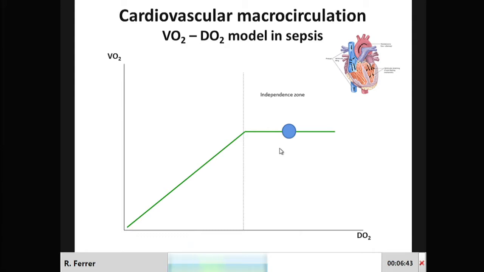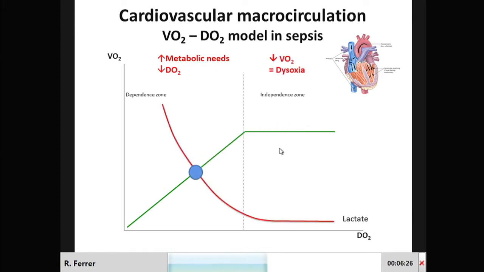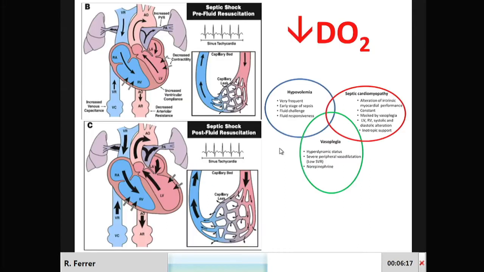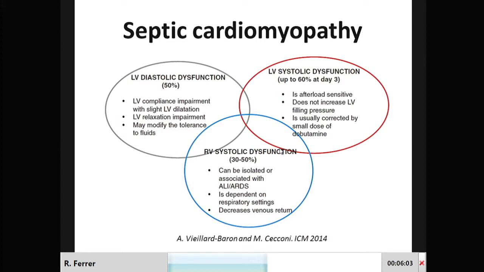Now I'm moving to the macrocirculation. This is the normal physiology. Patients usually are in this area where oxygen consumption is completely independent of oxygen delivery. However, in sepsis, some patients, because they have higher metabolic needs and a decrease in oxygen delivery, are more in this area where oxygen consumption is completely dependent on oxygen delivery, and those patients have dysoxia and hyperlactatemia. Why do those patients have decreased oxygen delivery? Because they are hypovolemic at the beginning, before resuscitation, because they are vasoplegic, with vasodilatation, and because most of them have septic cardiomyopathy.